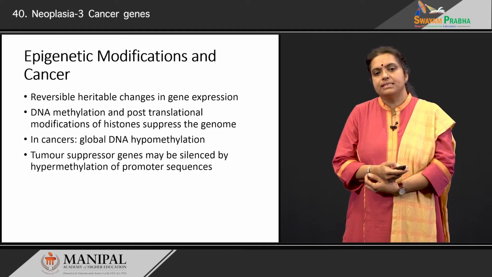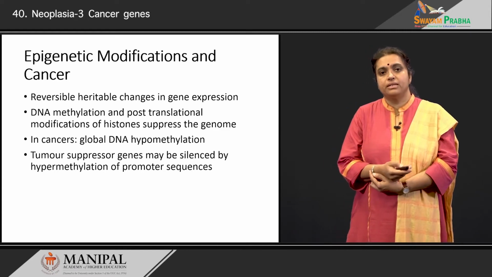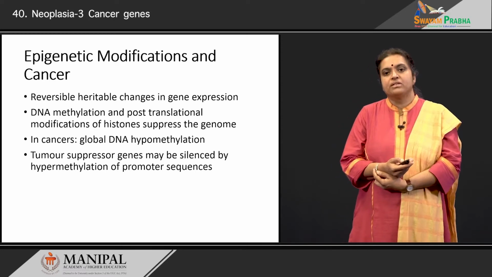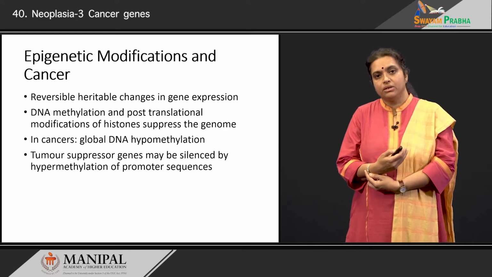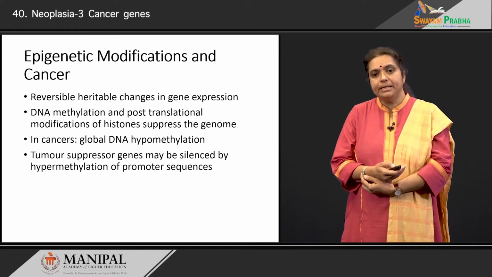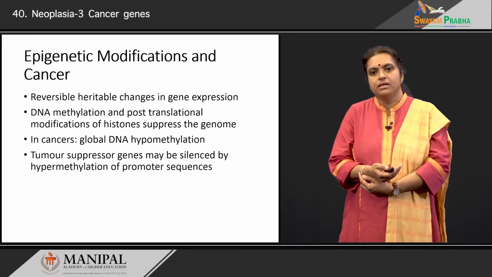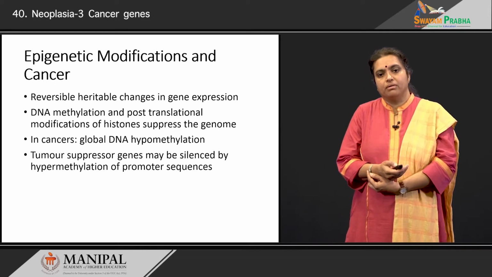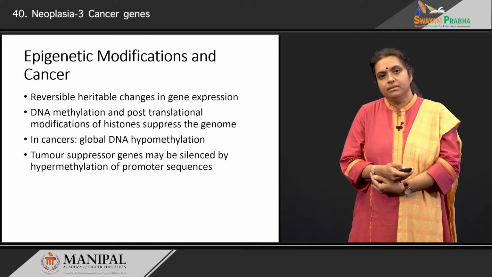Now, in cancers we generally see that there is a global DNA hypomethylation. So, there is less methylation of these regions in cancer cells. That means, because there is less methylation, there is overactivity of these regions. Now, tumor suppressor genes again may be silenced by hypermethylation. So, the extra methylation could cause the suppression of tumor suppressor genes. Then you have the loss of tumor suppressor gene again leading to cancer formation.